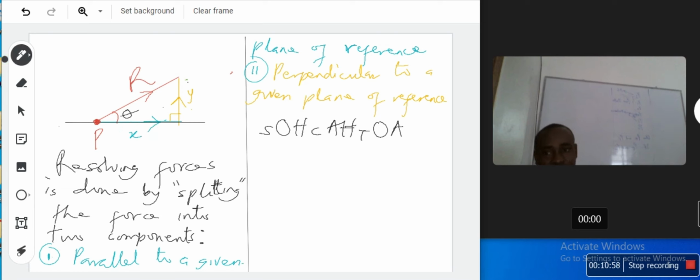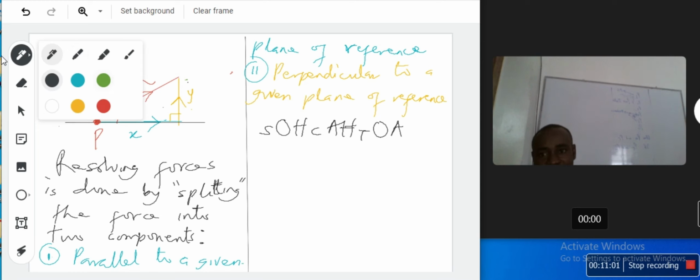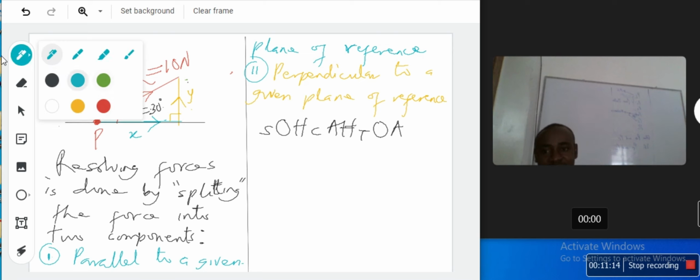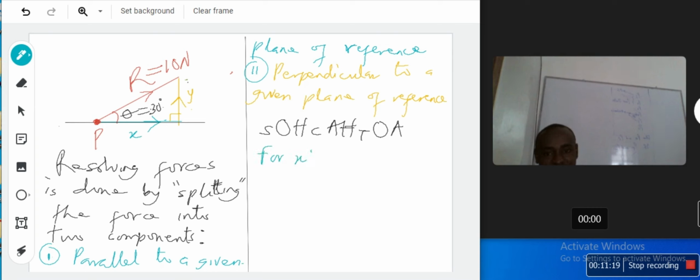So if we are looking for X, we are going to use adjacent and hypotenuse, which is the R given. Usually the R could be given. Let me just call it so that we actually start practicing. Let's call this R 10 Newton and call this theta 30 degrees so that we start working immediately. So let's find X. For X, use cosine. For X we can do X over R is equal to cos theta. So X is equal to R cos theta.